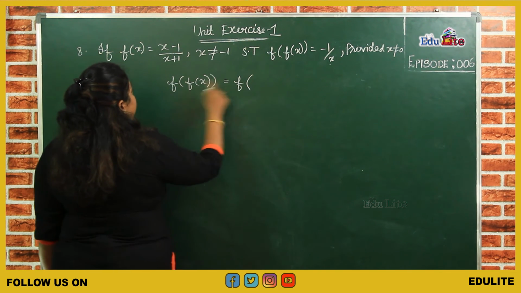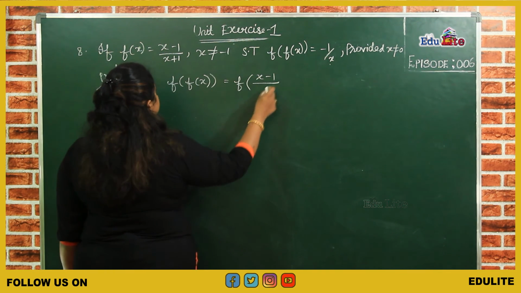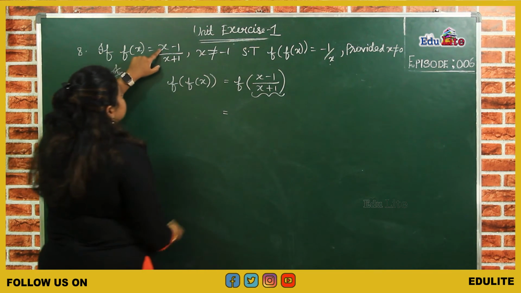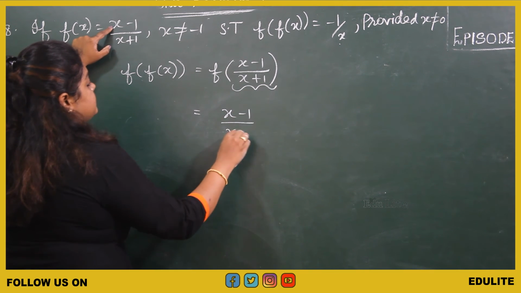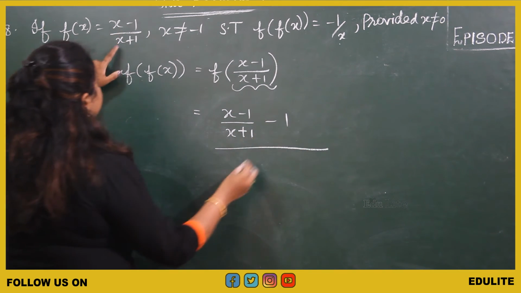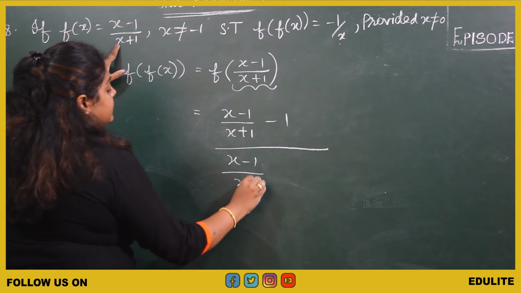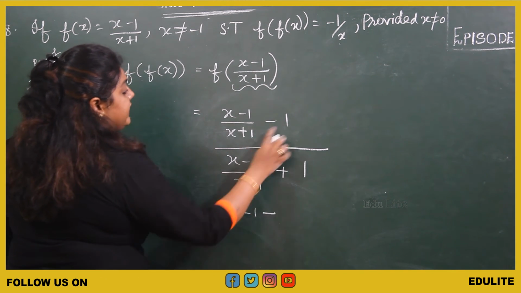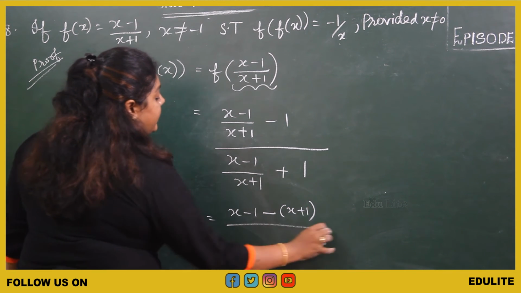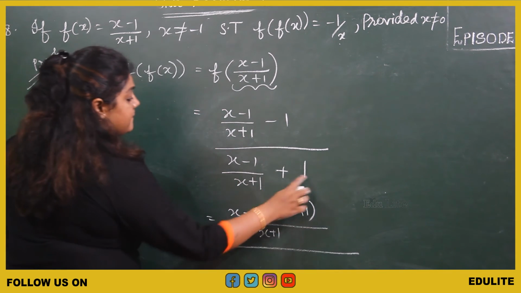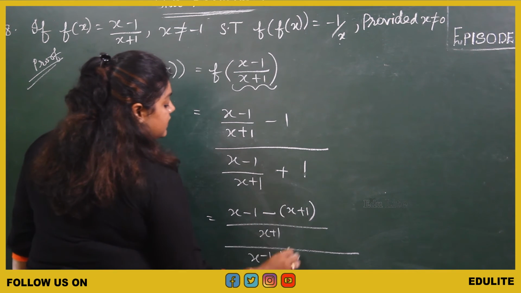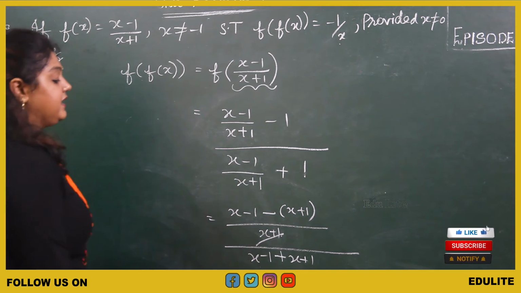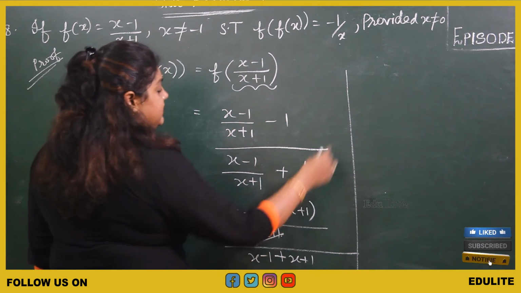Now, f of x value is x minus 1 by x plus 1. Now, in place of x, this we have to substitute. What it will become? x minus 1 by x plus 1 minus 1, divided by x minus 1 by x plus 1 plus 1. Let us take the LCM. x minus 1 minus of x plus 1, divided by x plus 1, by x minus 1 plus x plus 1, divided by x plus 1. This x plus 1 in the denominators will get directly cancelled. Therefore, we will simplify this.